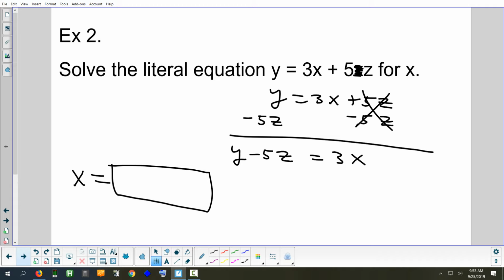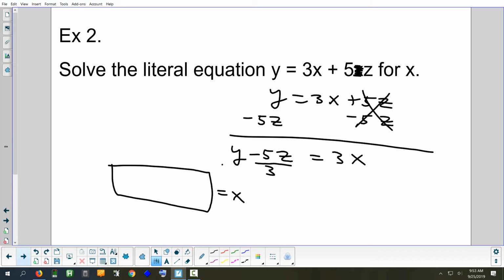Not quite. What's still next to the x? That 3. Right? So in our problem, it looks like we're going to get the x by itself on the right. So yours is going to look more like this. It's the same. So how do we get rid of this 3? What operation do we use? Division. What are you going to divide by? 3. Where are you going to do it? Under the 5z.